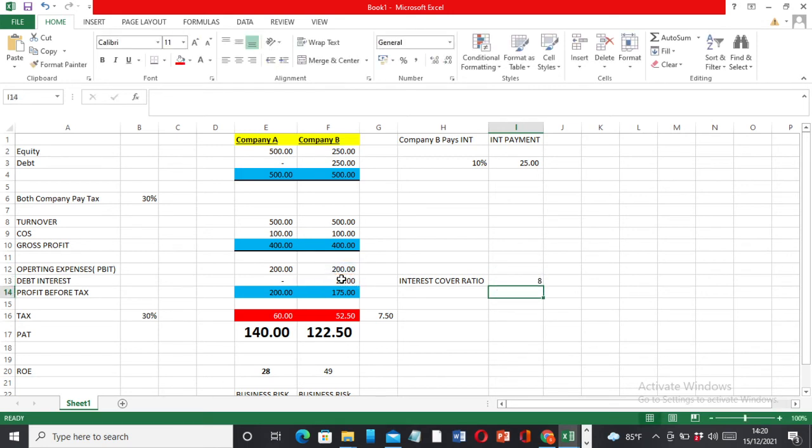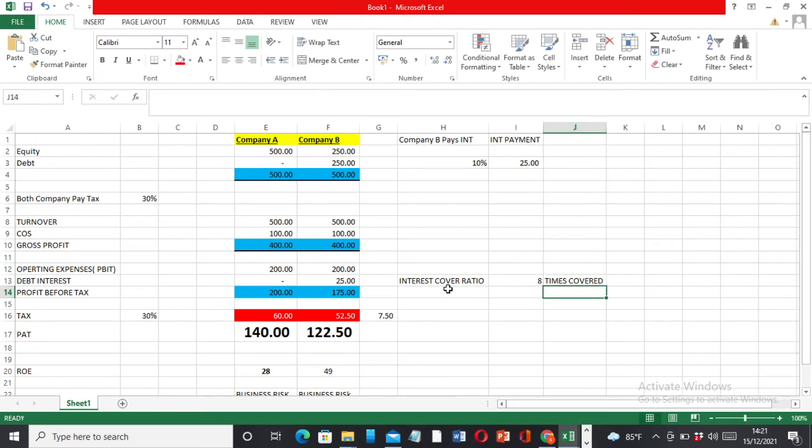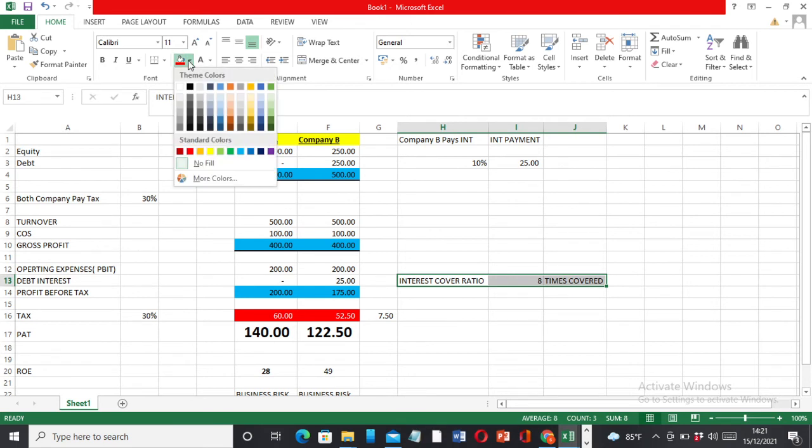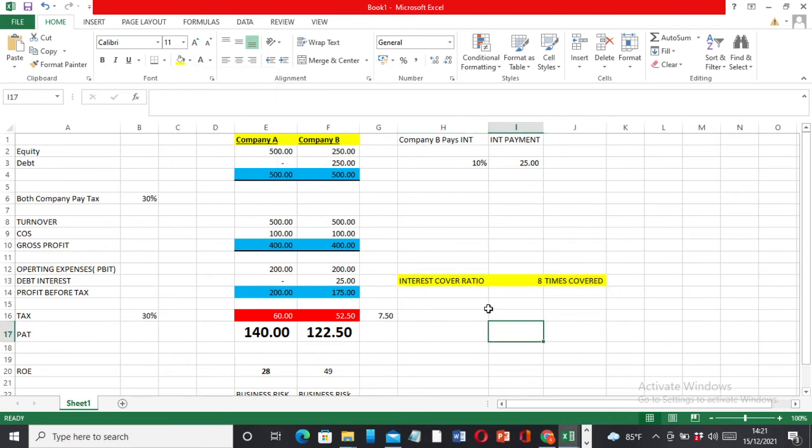So you get a number, 8. What is this 8? We can write here, times covered. So what does this 8 say? This answer is a very useful result. This says that the company has an interest coverage of 8 times. The company has the financial capability to pay this 25 million 8 times, right?